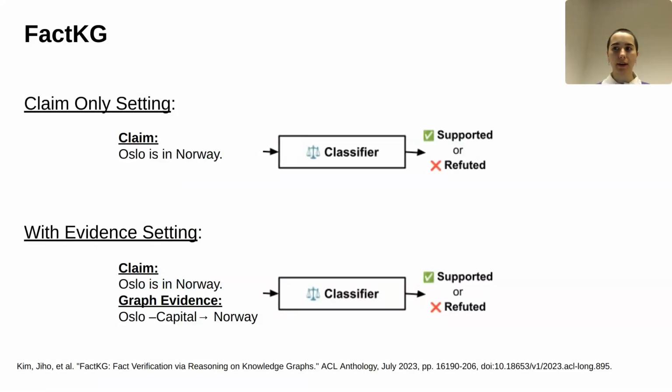Now, this benchmark was mainly used in two ways. Claim-only setting, where we don't actually use the evidence, and the reason for approaching it in this way is to see whether the language models we use already have this information stored. But the more interesting setting, we would say, is the setting where we're actually trying to use the knowledge graph information in order to enhance the performance of the fact verification models. That's mainly what I'm going to be focusing on in the presentation.